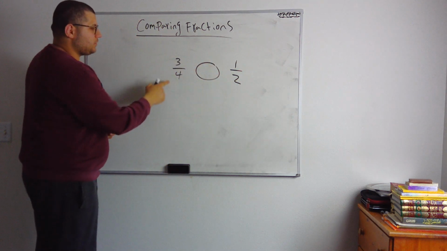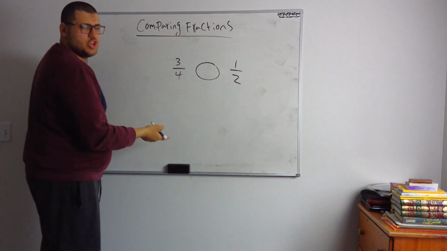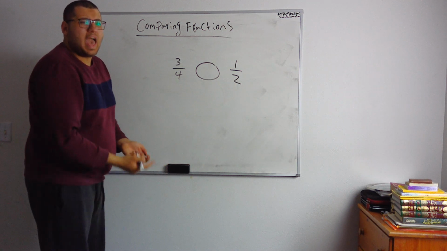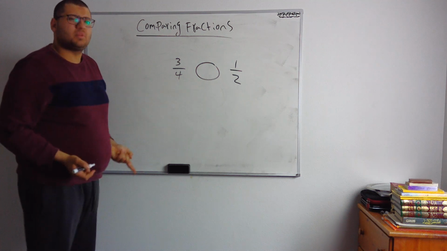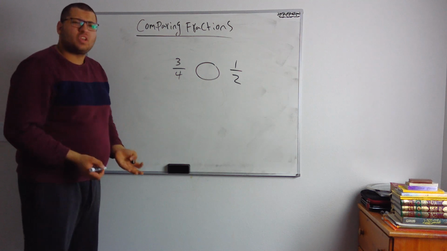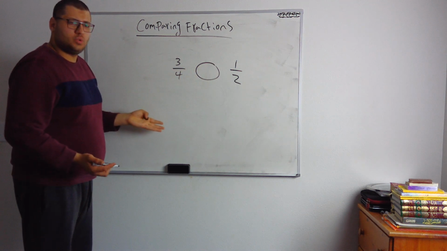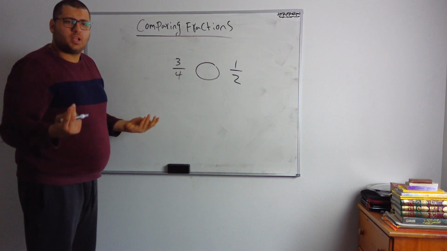How do we know? Now, are the denominators the same? No, this has a denominator of 2 and this has a denominator of 4. How do we know which fraction is bigger than the other? How do we know if they are equal to each other or not? Well, what we can easily do is a simple trick.